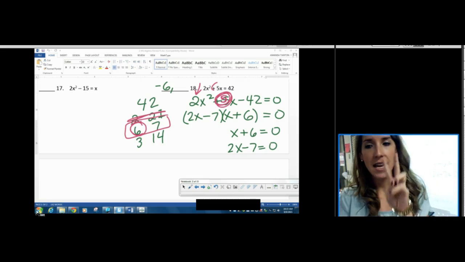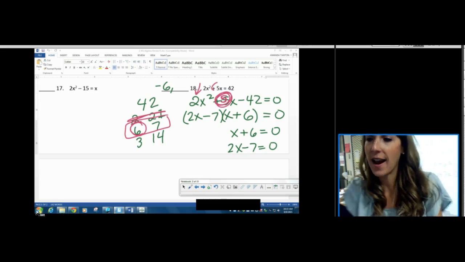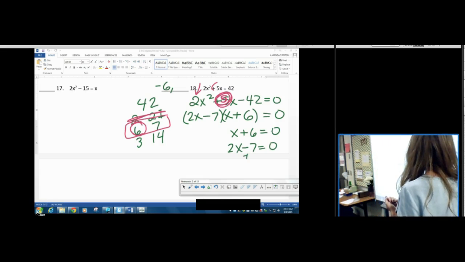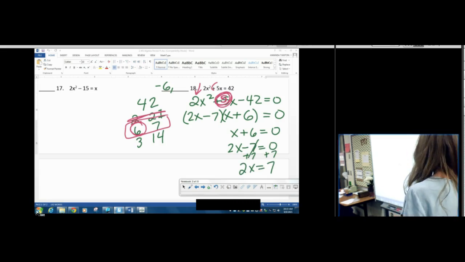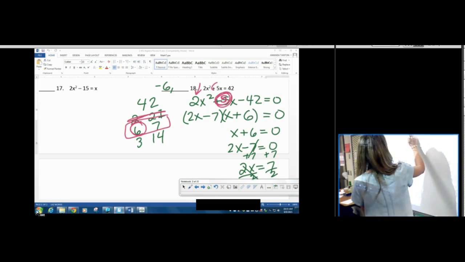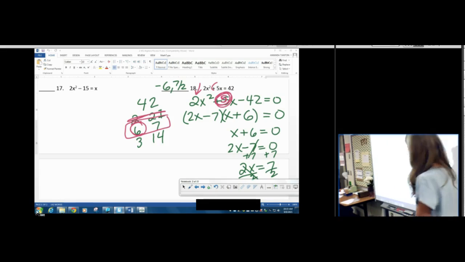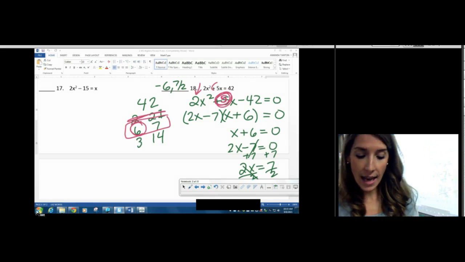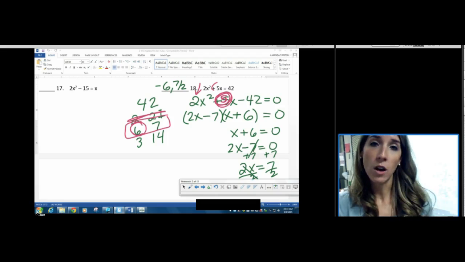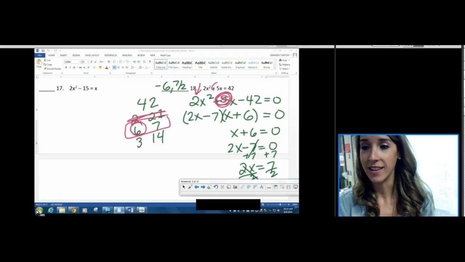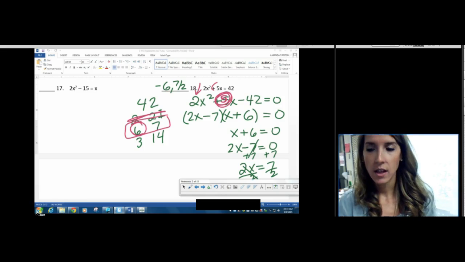The second one takes 2 steps. You have to solve for x. So I'm going to add 7 to both sides. 2x equals 7. And then I'm going to divide by 2. So x equals -6 and x equals 7 halves. Yes, it is a fraction. If you put 3.5, you wouldn't get it wrong, but we like improper fractions better. So that's the final answer on number 18, -6 and 7 halves.